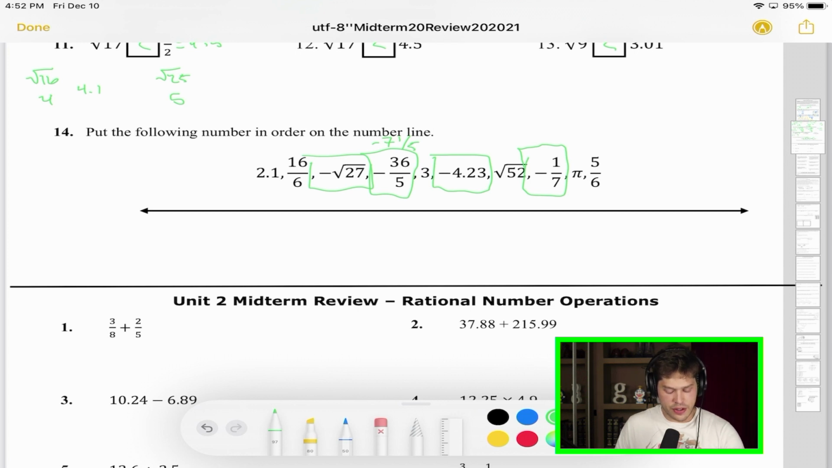Okay, so that's clearly the most negative. So negative 36/5. Okay. Negative square root of 27, that's going to be a little bit more than 5. Then we have negative 4.23 and negative 1/7.